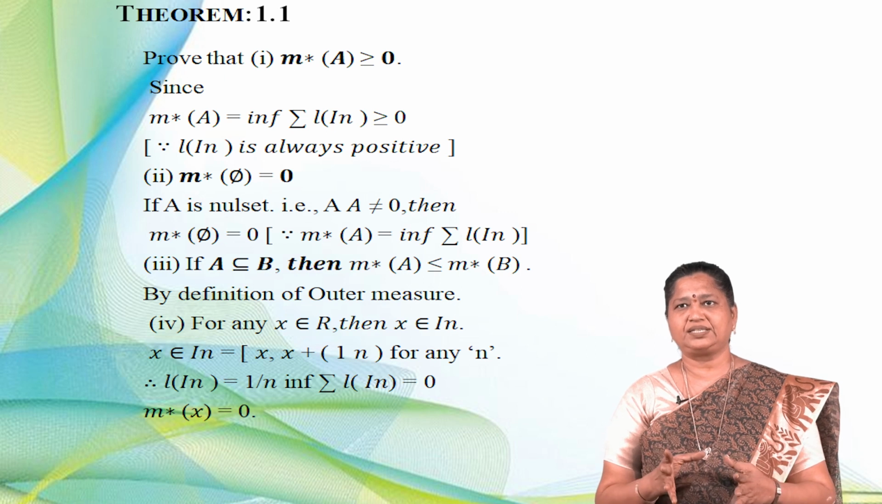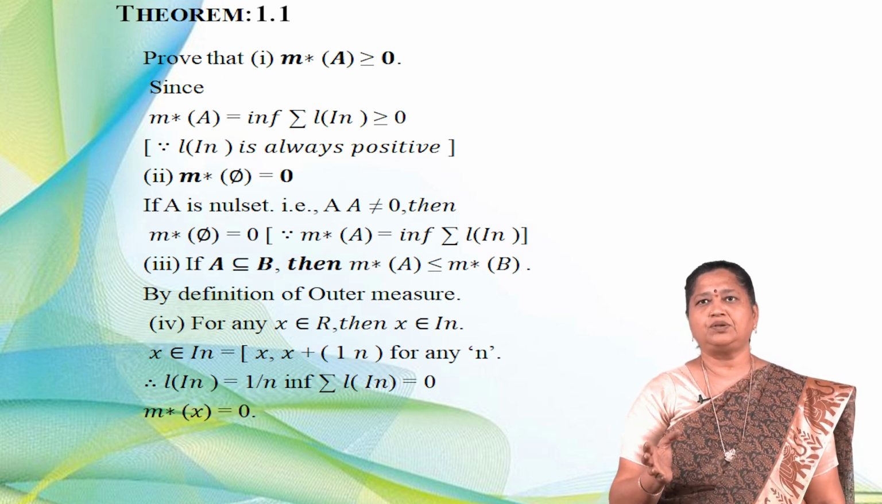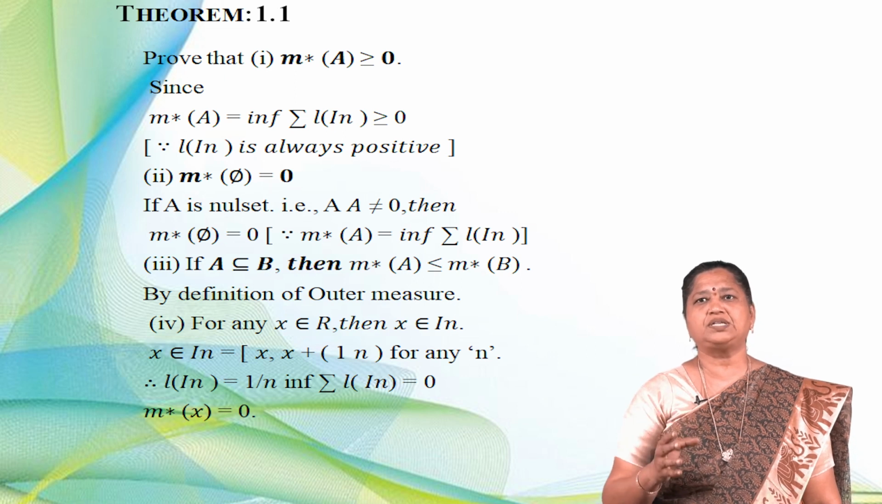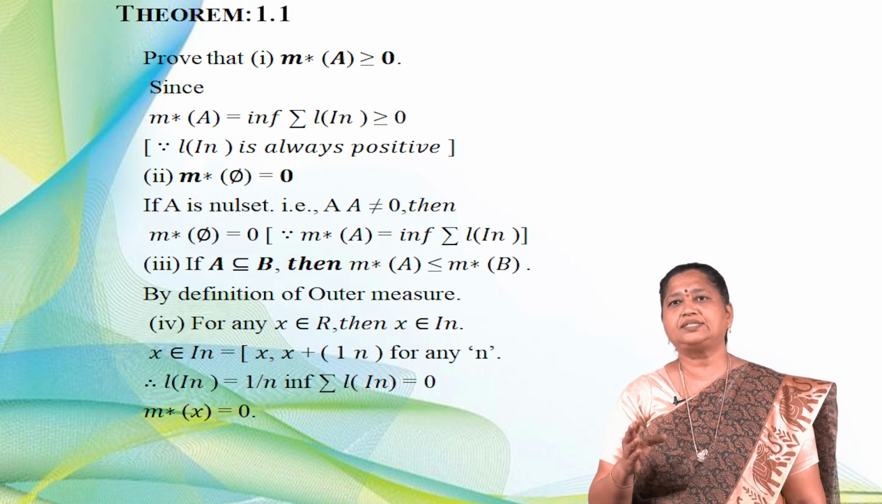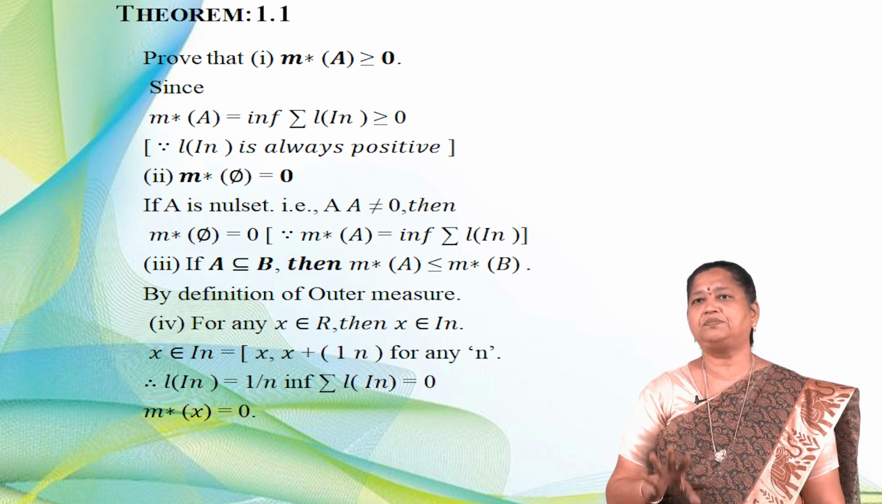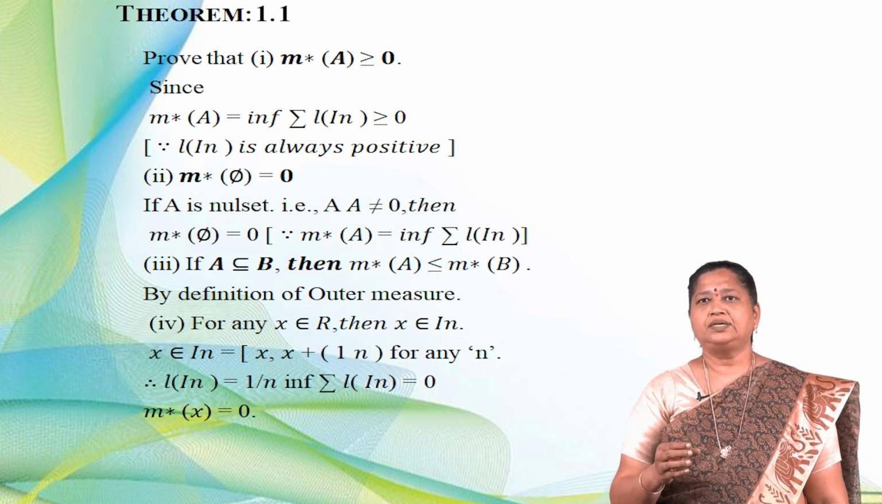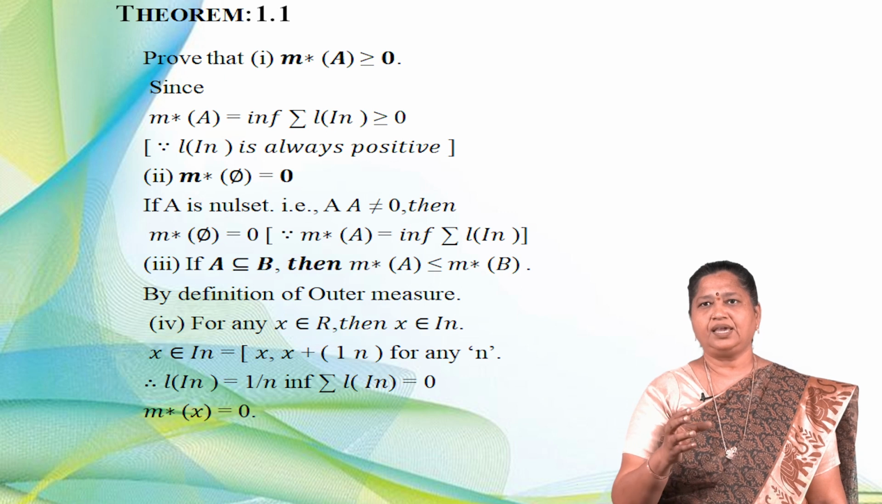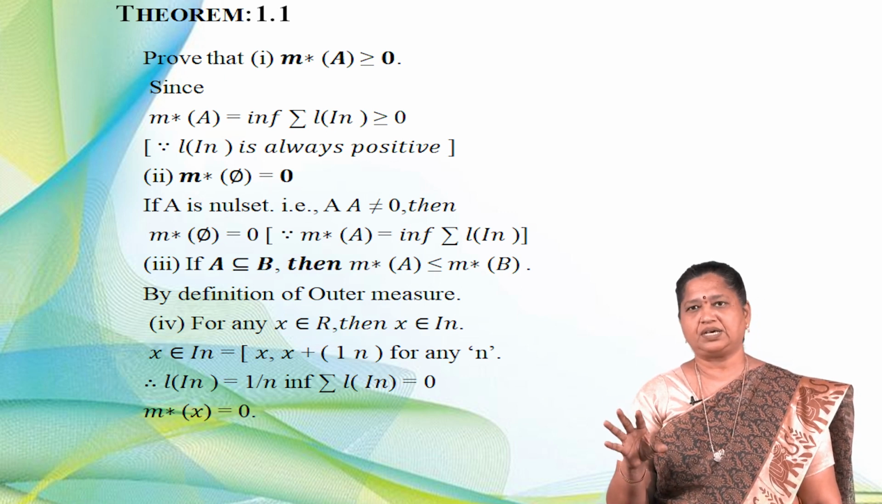So it is a null set. So A is empty, not equal to 0. So m star of the empty set equals 0. The next one: if A is a subset of B, then m star of A is less than or equal to m star of B. By the definition of outer measure, A is contained in B, so m star of A is less than or equal to m star of B.